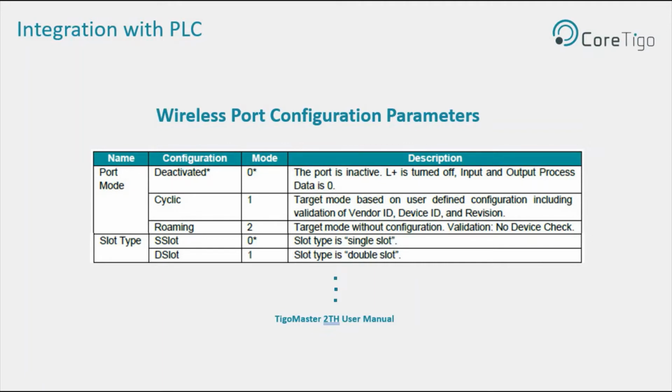In general, you can configure each parameter as you wish to. In our example, we will configure the port mode to cyclic with the value 1 as shown in the table. We will configure the slot type to be single slot with the value 0. And finally, we will configure the 8 bytes of the unique ID.